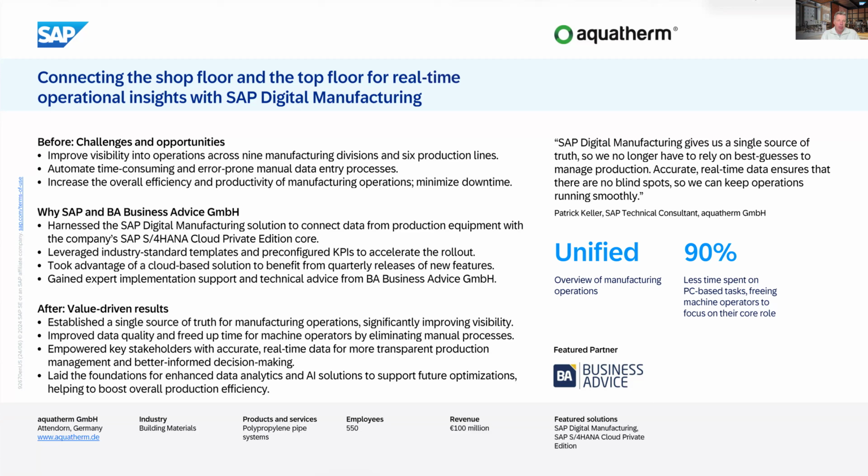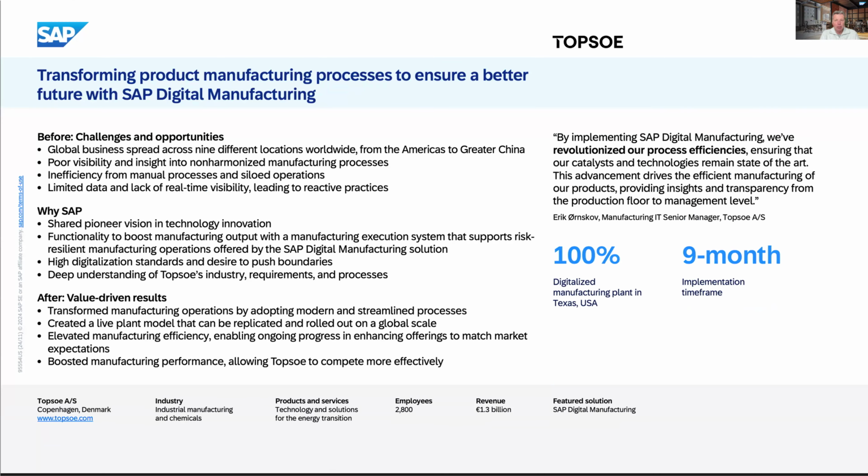And the fourth example is Topsoe. So here this is an example regarding process industry. This is a producer of chemicals. And so the point here is being able to have the same kind of processes that they are able to manage from one plant to another. From the plant that they have in the Americas, having the same quality and the same processes applied as what they are doing, manufacturing in their plant in China, for instance.